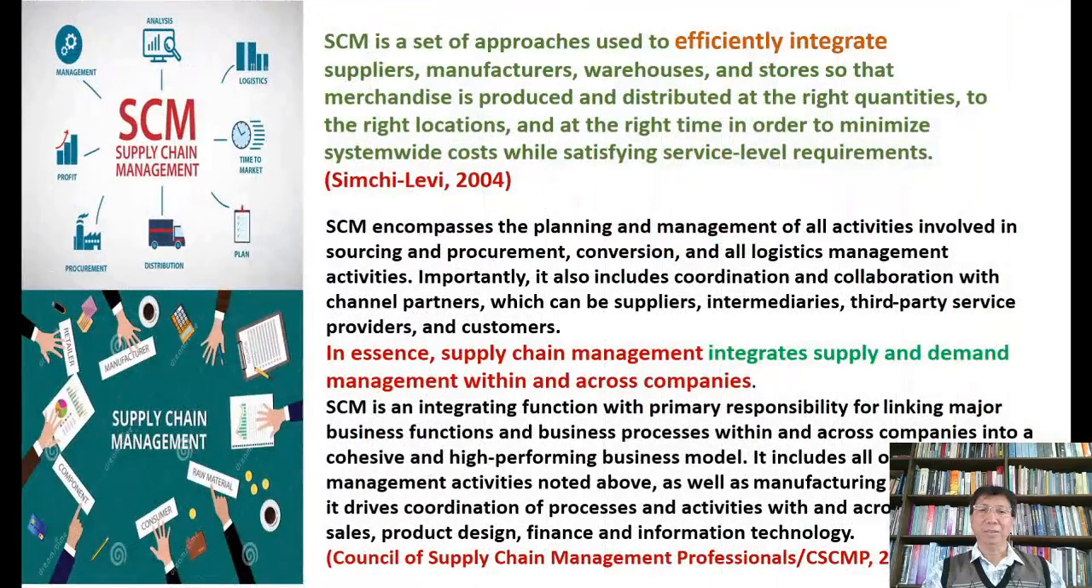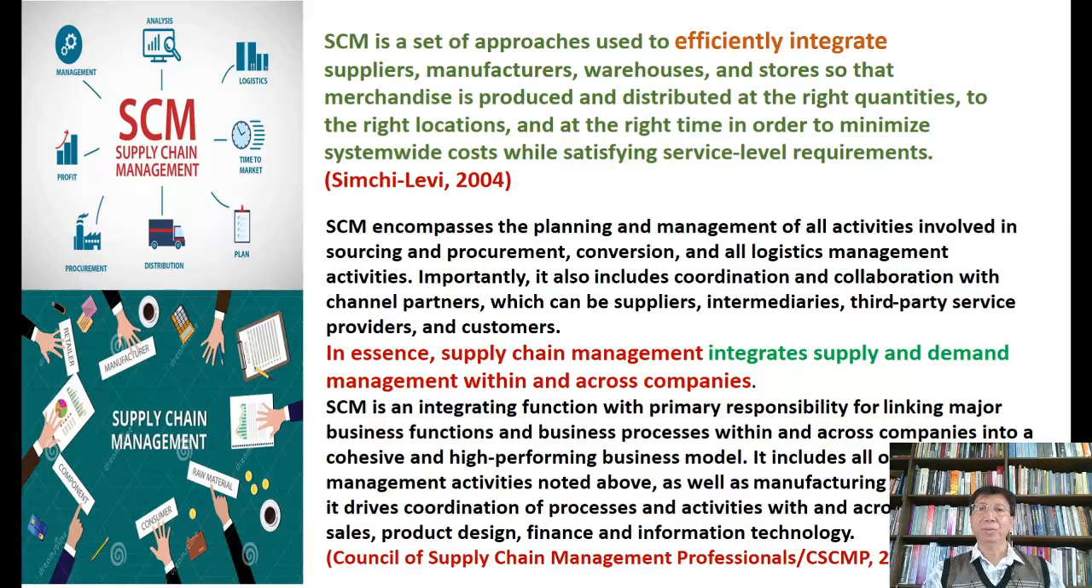Let's start by reviewing the SCM definition. We start with Simchi-Levi 2004. SCM is the set of approaches used to efficiently integrate from supplier until the customer to minimize system-wide cost while satisfying service level requirements.